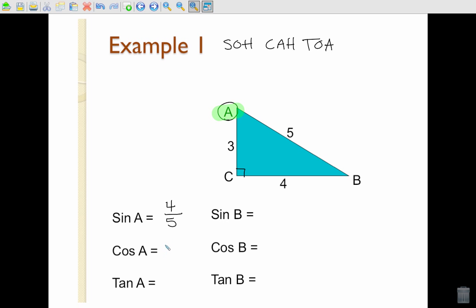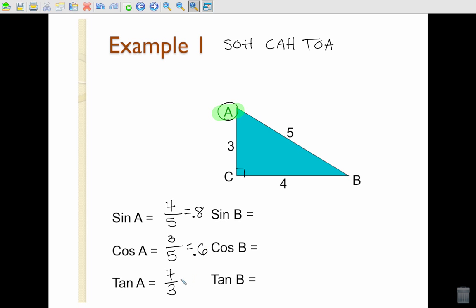The cosine of A is adjacent over hypotenuse. So adjacent to A is 3, and the hypotenuse is still 5. For tangent, we're going opposite over adjacent. So opposite is 4, and adjacent is 3. And we can go ahead and leave them as a fraction, or you can find the decimal. This would be 0.8.